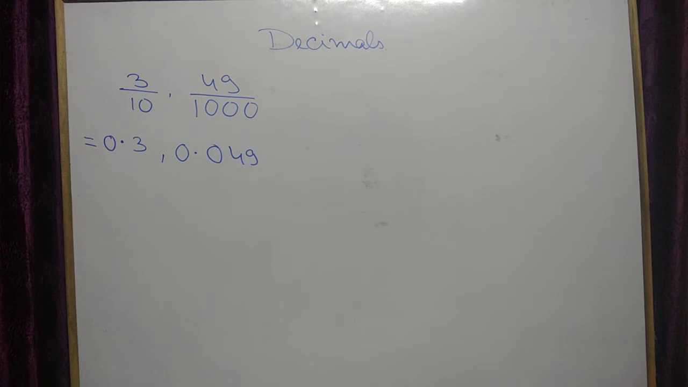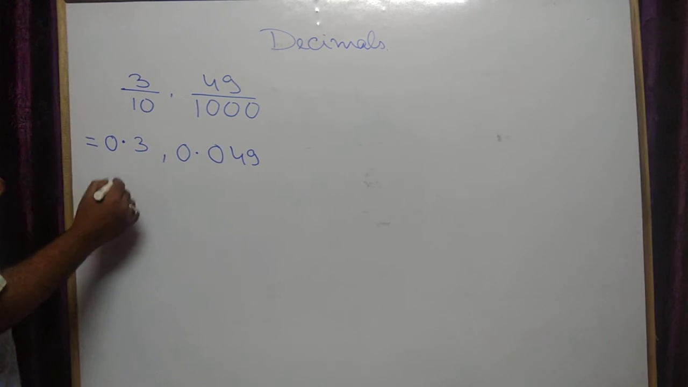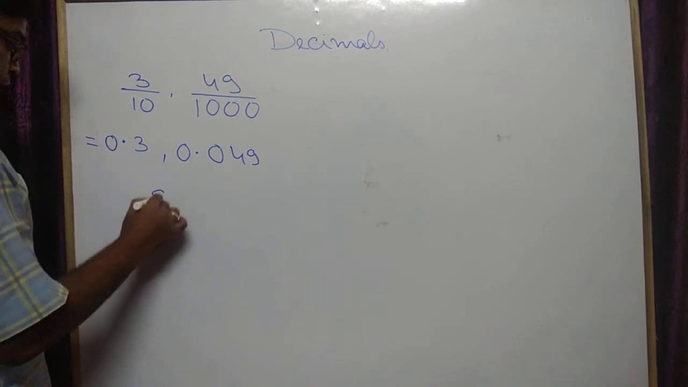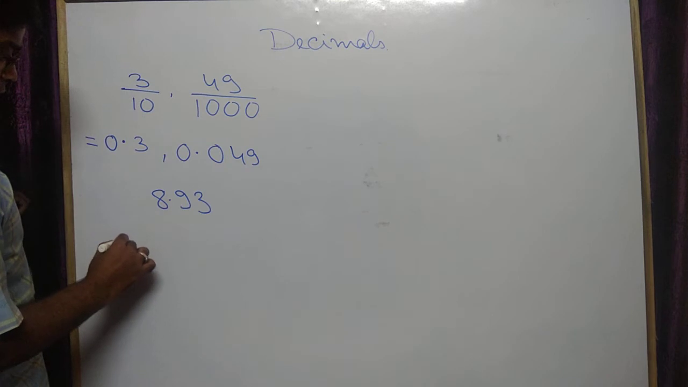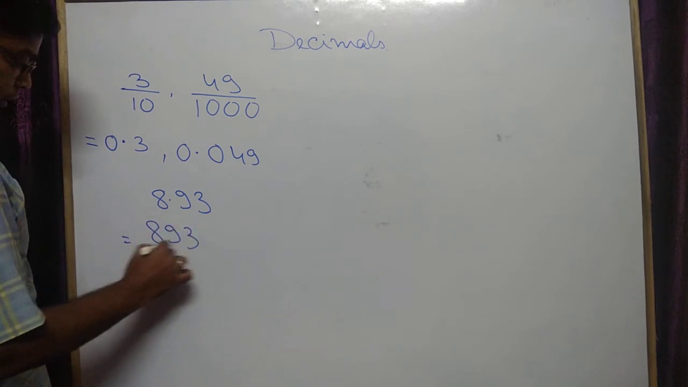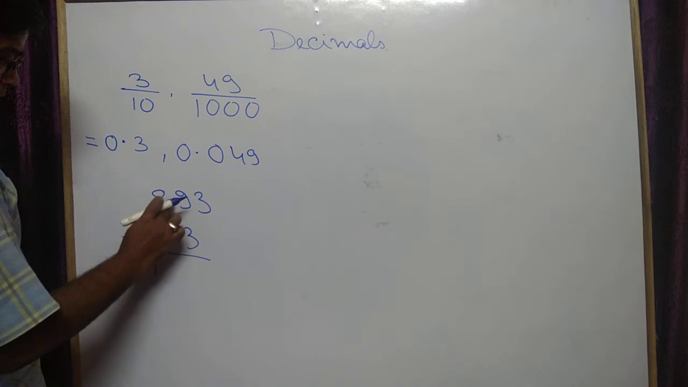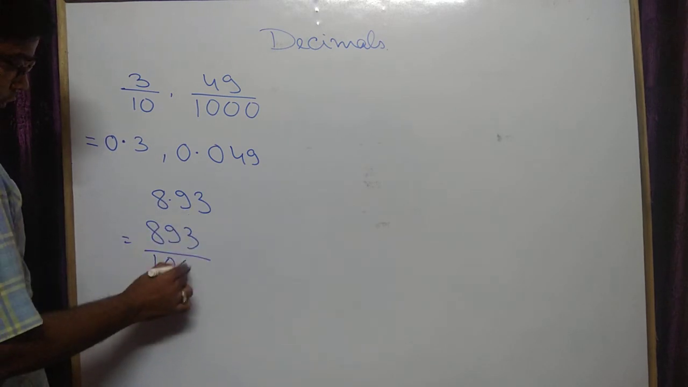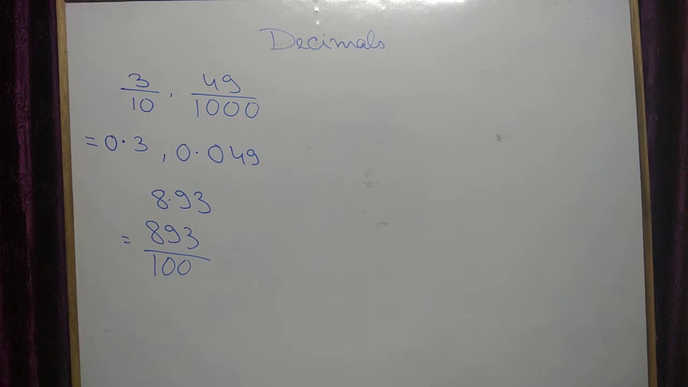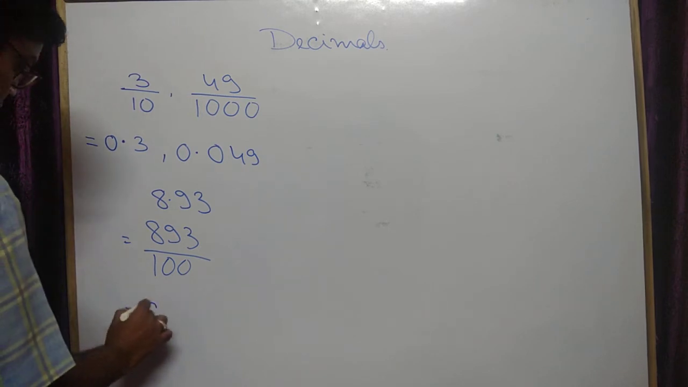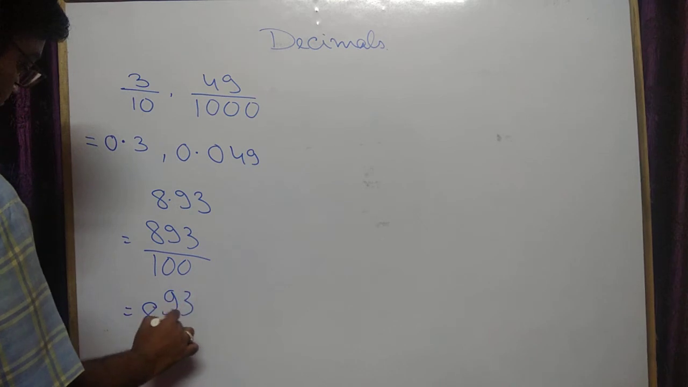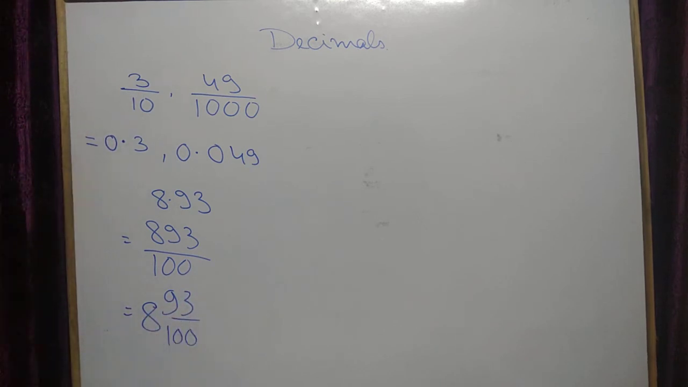How to convert decimal numbers into a mixed number? For example, suppose 8.93 is given to you. We can write 893 for this, with two digits after the decimal, or you can write 8 whole 93 by 100. Hope this is clear to you. Move to the next part.